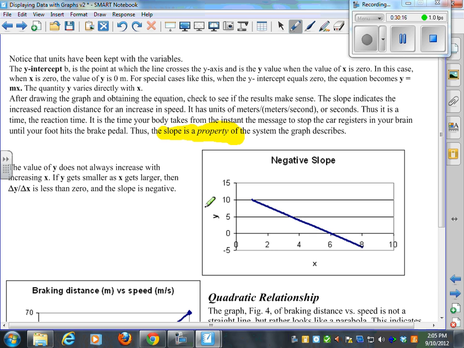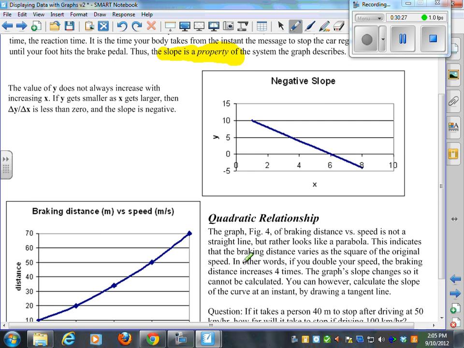The value of y does not always increase with increasing x. If y gets smaller as x gets larger, then the slope is less than 0 and the slope is negative, right? You guys know that. All right. Quadratic relationship.